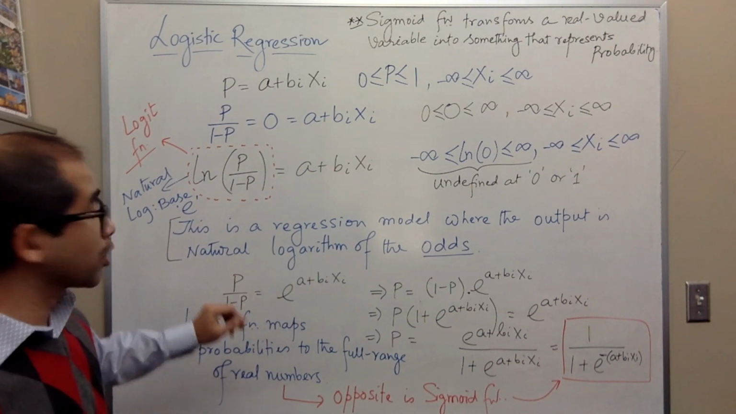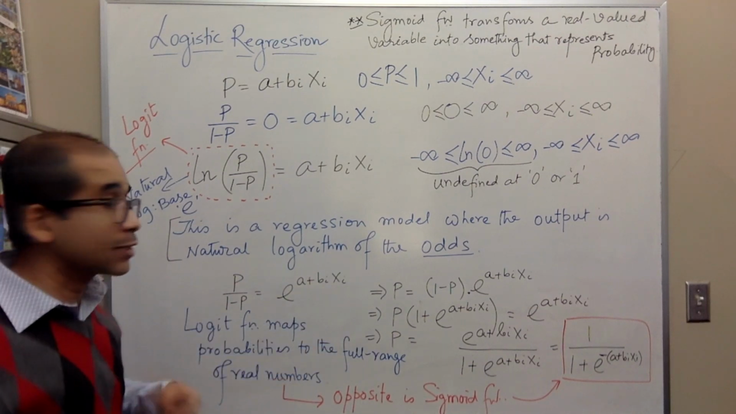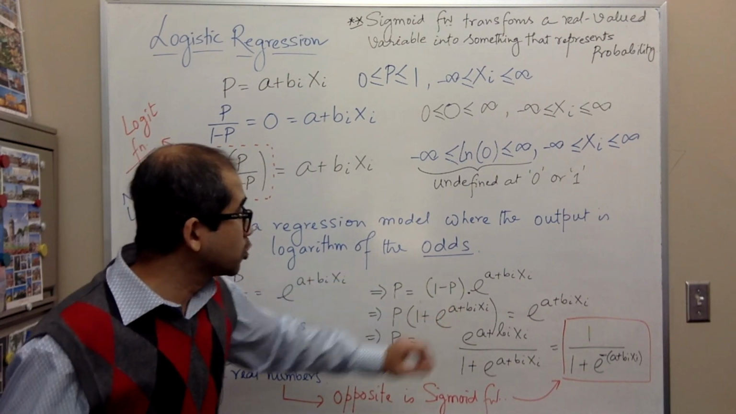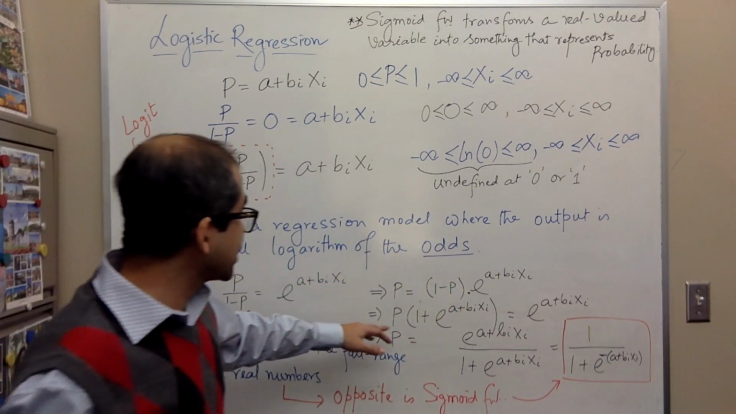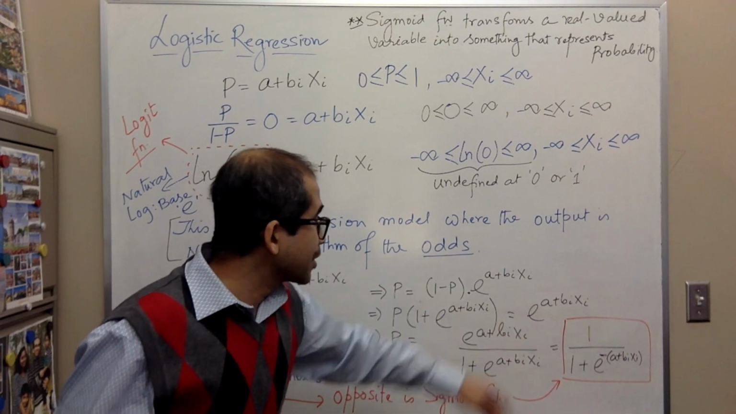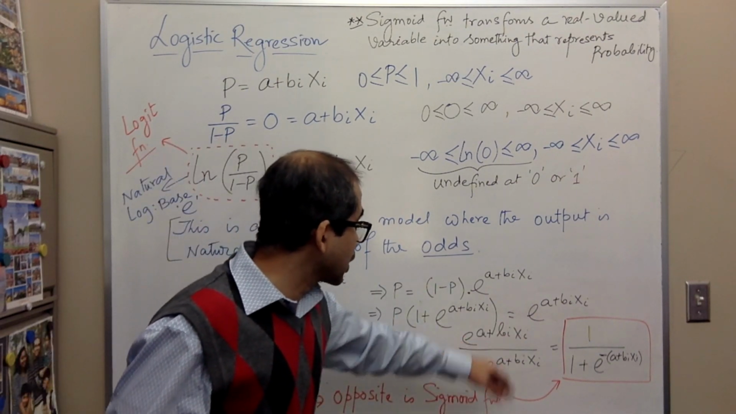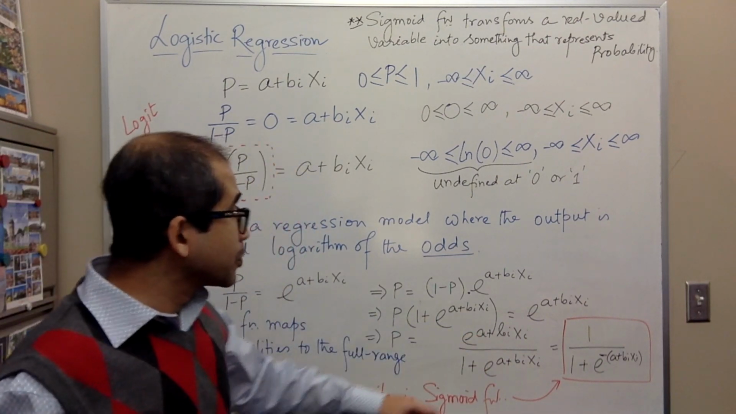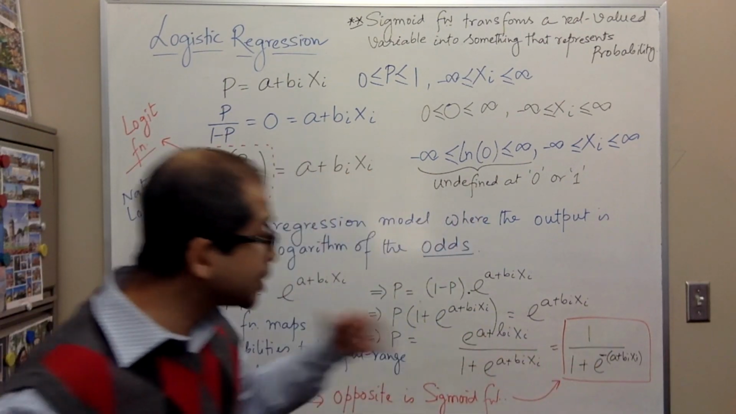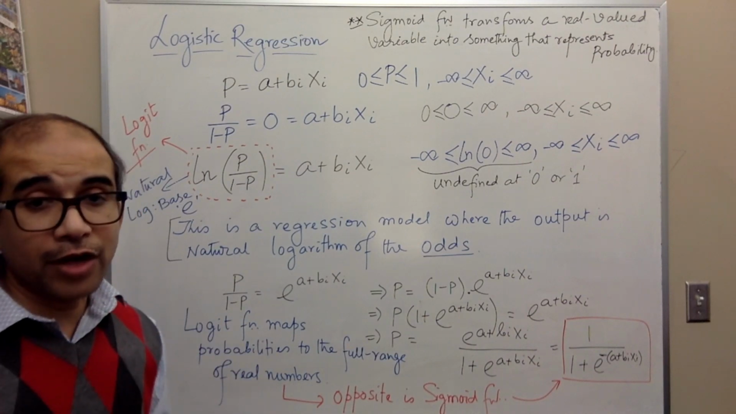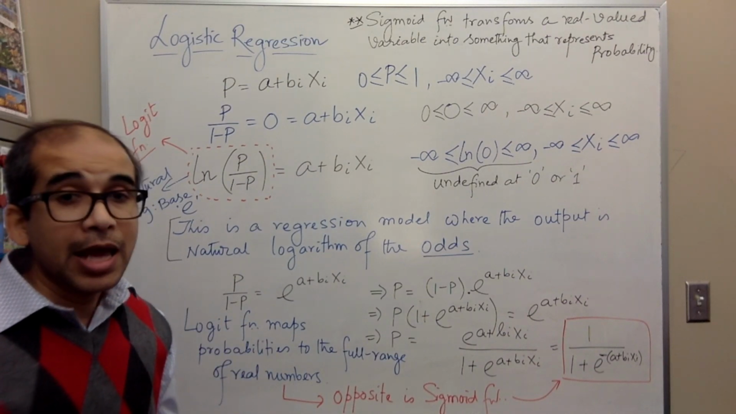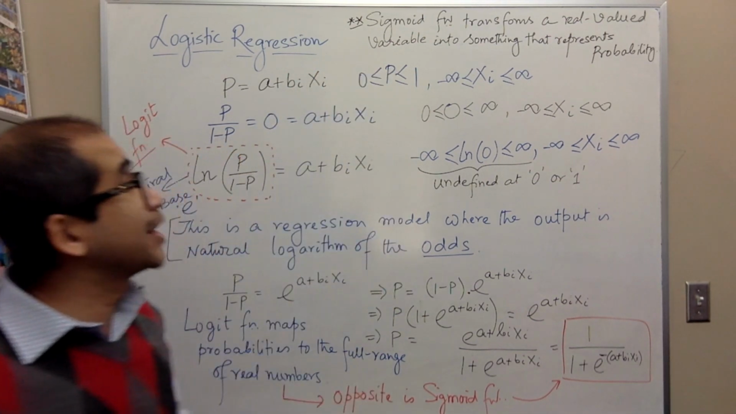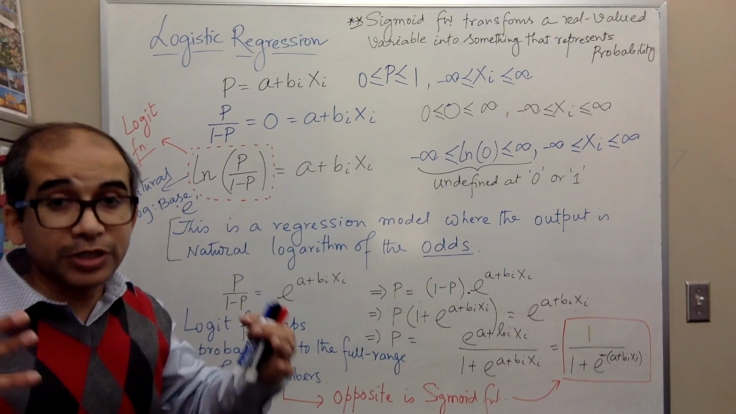Then we take out the logarithm, so it becomes the exponent: p over 1 minus p equals e to the power a plus bi times xi. And from here, if we do basic algebra, we'll find that p equals this. And then if you divide both the denominator and the numerator by e to the power a plus bi xi, this will become this. This is exactly the sigmoid function which we introduced at the beginning. And the sigmoid function, as I said, transforms a real valued variable into something that represents probability.